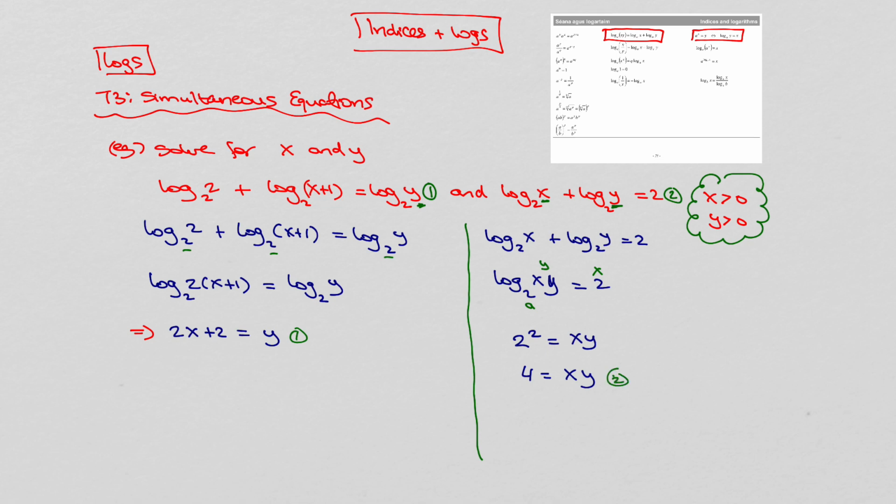So this is a linear and a non-linear equation for our simultaneous equations. And therefore, because I have y equals 2x plus 2, wherever there's a y in the second equation, I'll replace it with 2x plus 2. So in other words, I'm subbing 1 into 2. So that's going to become x times y, which is 2x plus 2, equals 4. And if I multiply out my brackets, that's x times 2x, which is 2x squared, plus 2x, and I'll bring over the 4, so subtracting 4 from both sides.